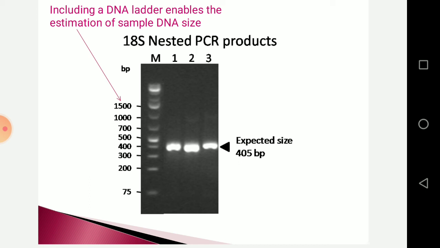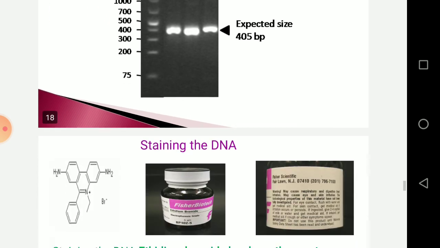After running this sample, we observe the gel. This is a basic example of a PCR sample. In lane M we have used a known sample, and in the others, lanes 1 to 3, we put our samples, and this is seen under autoradiography.